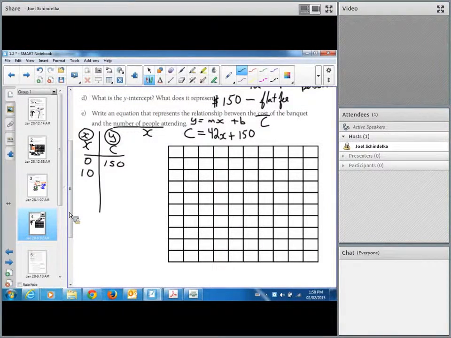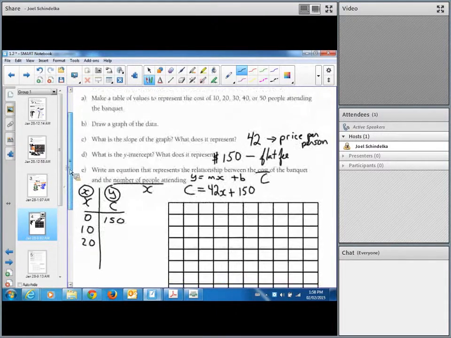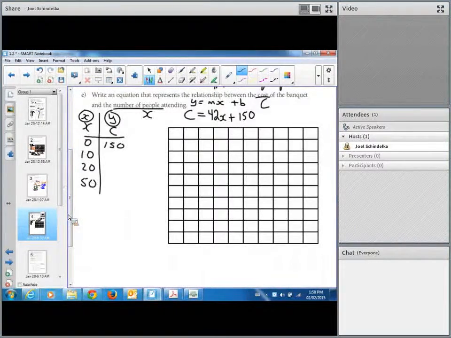10 people, 20 people. Let's just skip up to 50 people, just because time is short. You can use that formula, or you can use the old-fashioned way of figuring out: 150 plus 10 people is 420. Wait for some values.